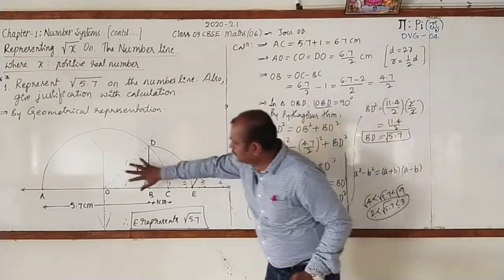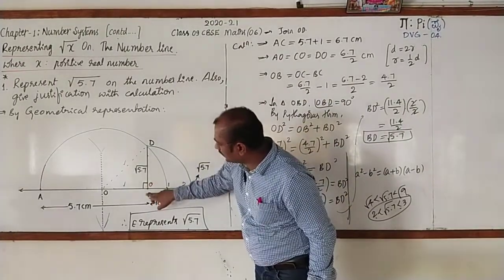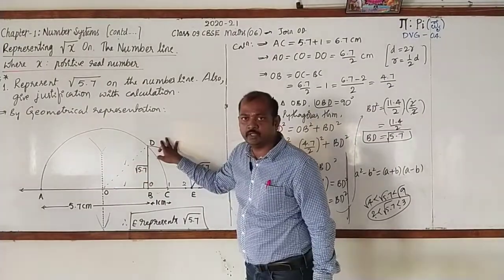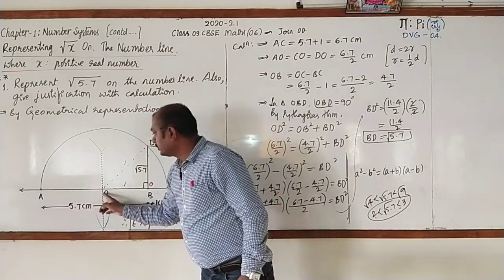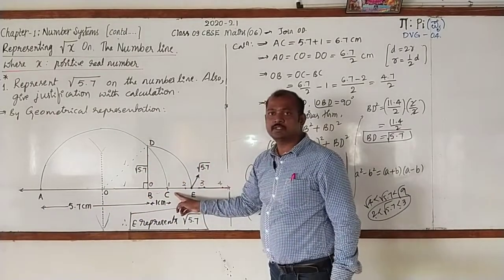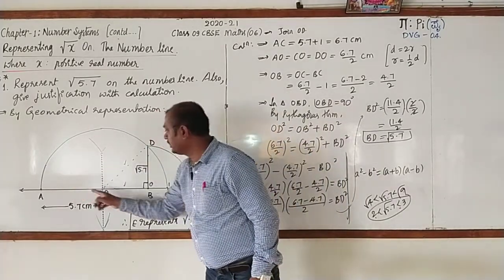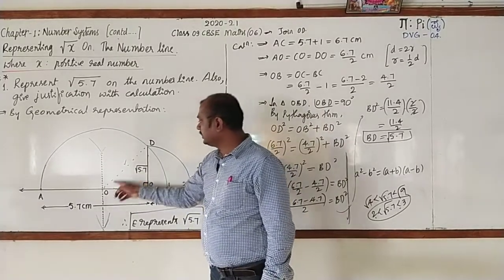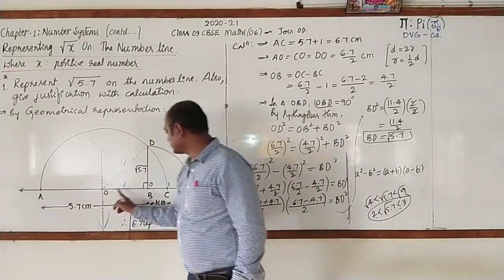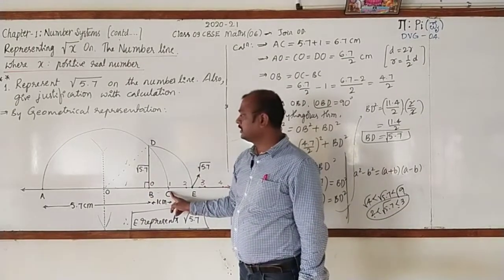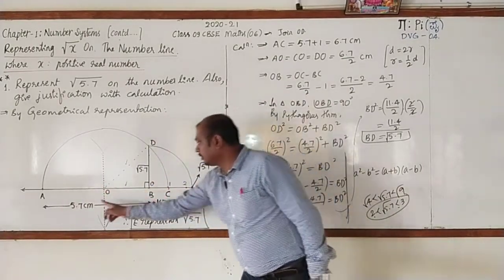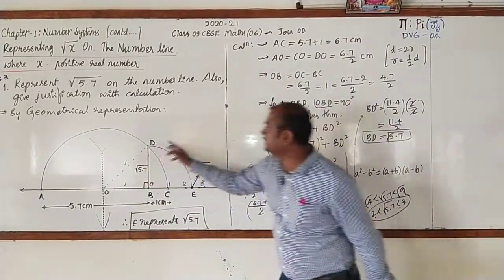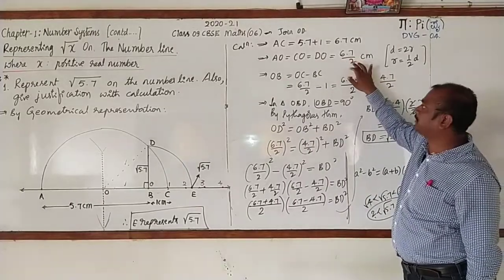After that, we use Pythagoras property to find out the length of BD. To find out the length of BD, you must know OB as well as OD. Hence, first we have taken AC, which is the diameter of the semicircle, and half of diameter is radius. See that OD is radius, OA is radius, OC is also radius. Now diameter is 5.7 plus 1, total 6.7. The radius OD is half of the diameter, that is 6.7 by 2.